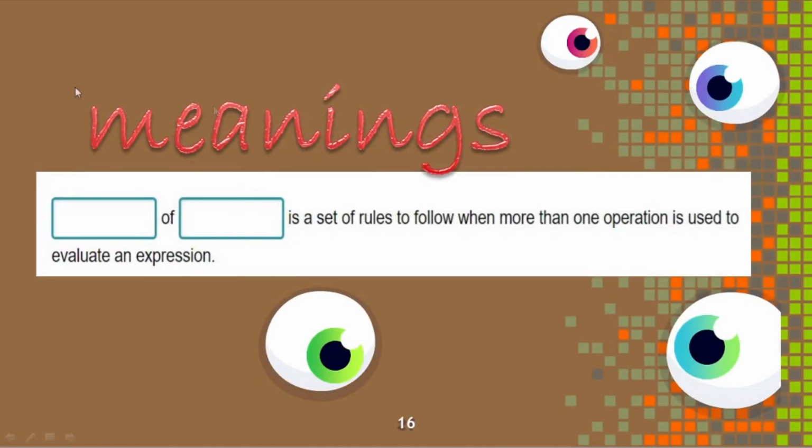Okay, now the meanings. Blank is a set of rules to follow when more than one operation is used to evaluate an expression. Of course, as we said, it's the order of operations.